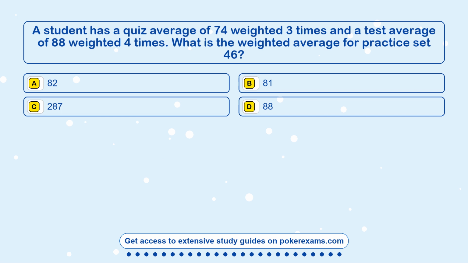Question 20. A student has a quiz average of 74 weighted 3 times and a test average of 88 weighted 4 times. What is the weighted average for practice set 46? Option A 82. Option B 81. Option C 287. Option D 88.